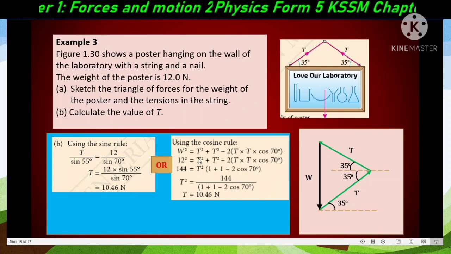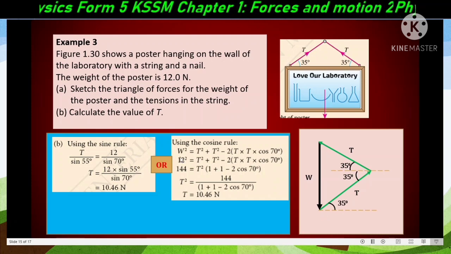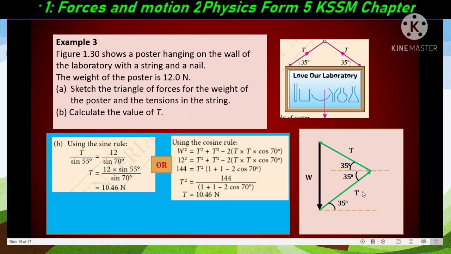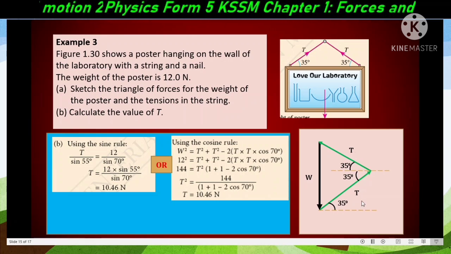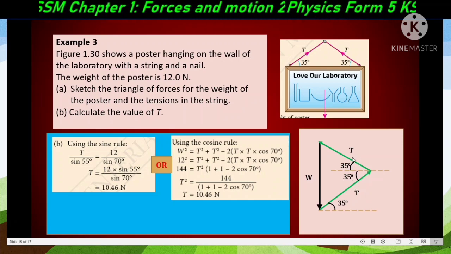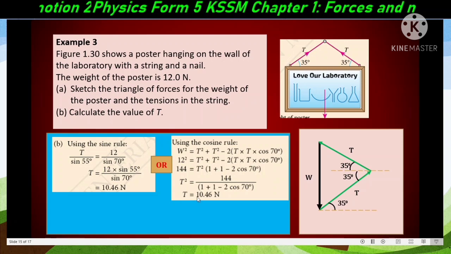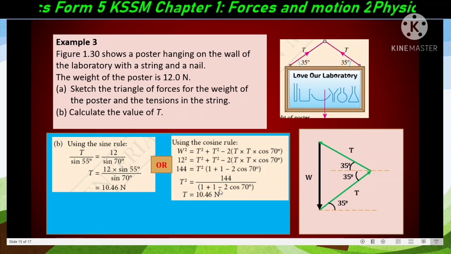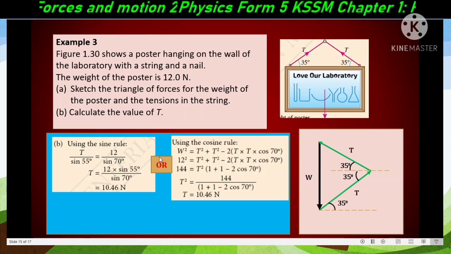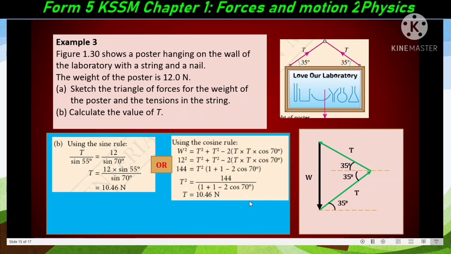Or using the cosine rule, we can use the longest side. So W squared equals T squared plus T squared minus 2 times T times T times cos of the angle between the two T's, which is 70. Solve this and you will get the same answer, T equals 10.46 Newton. I think you better try at least once to use this method, because sometimes it will help you solve problems, especially for paper 1 questions.